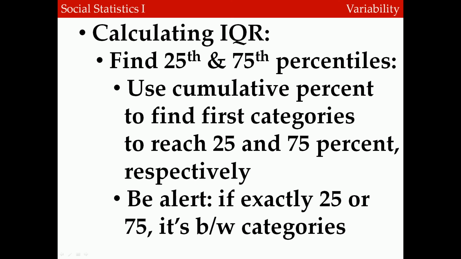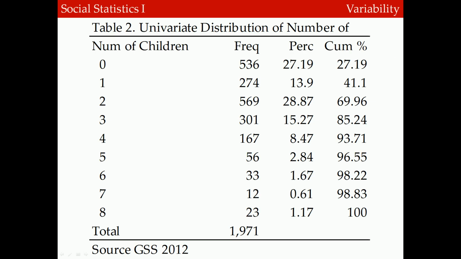So, how do we find the 25th and 75th percentiles? Well, we have to find the categories that are the first to reach 25 and 75 in the cumulative percent column. But be alert. If the category lands exactly on 25 or 75, it's actually between that category and the next highest category, just like we found for the median in an earlier lecture.